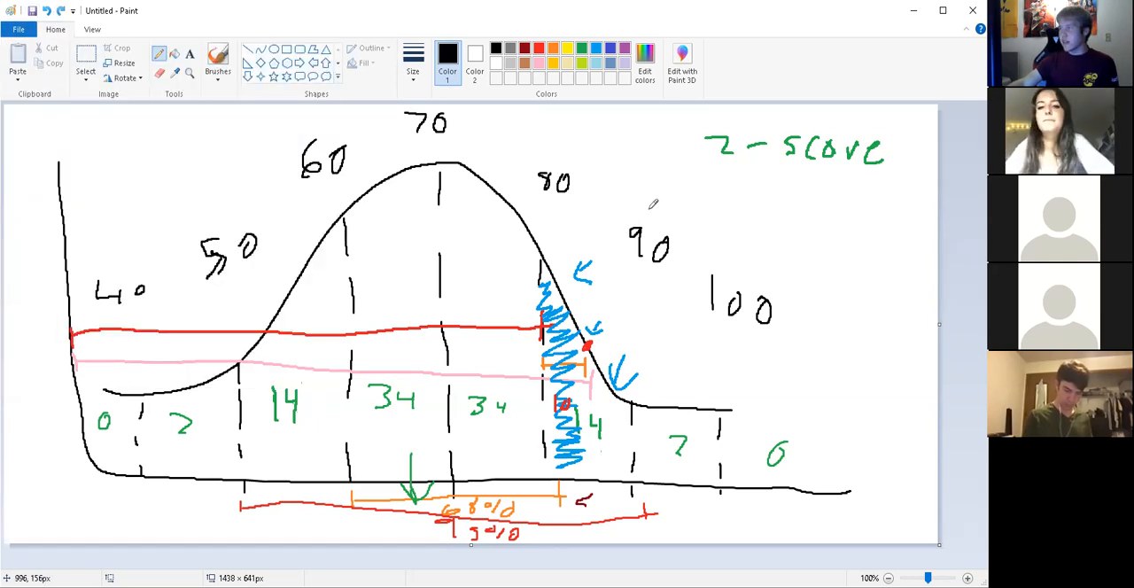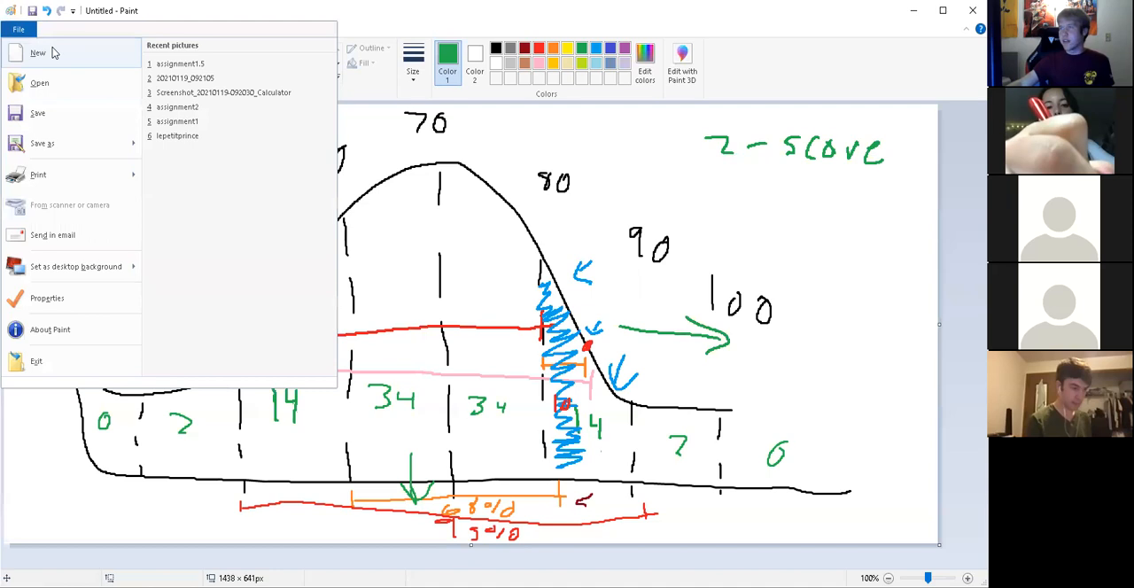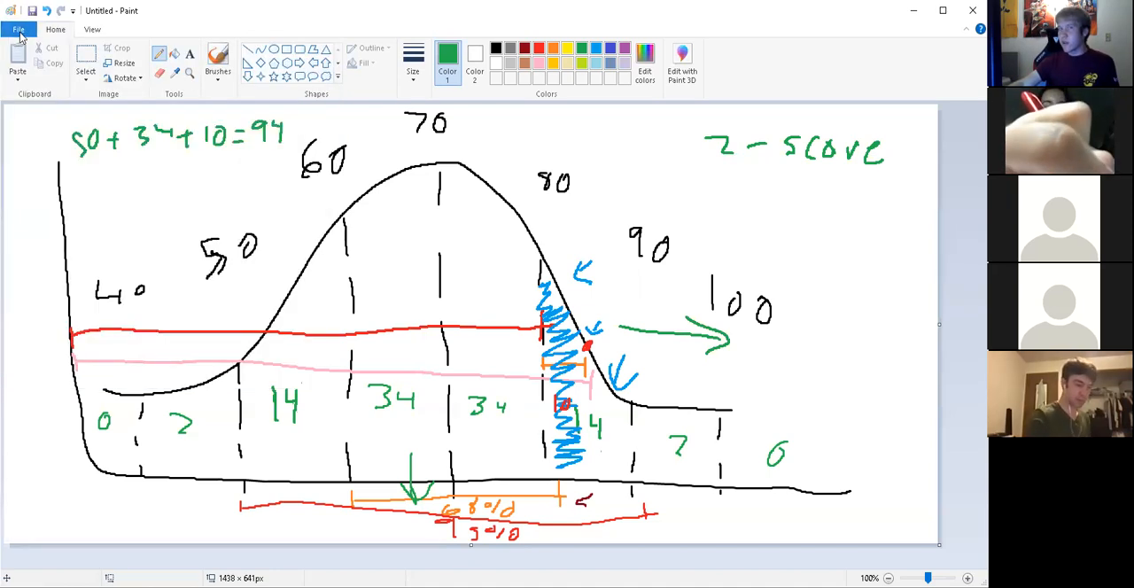So roughly this would be 4. It's like 94% or something is to the left. So what percentage got more than 85 on the test? 6 or 7% or so would be your answer on that homework question. And it would be answered in a percentage?